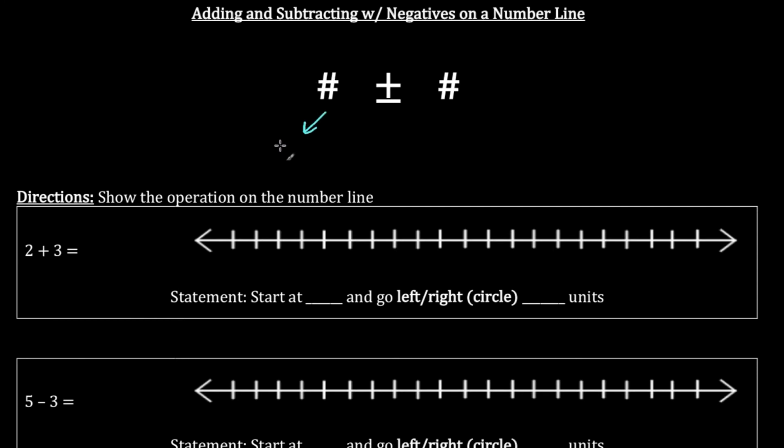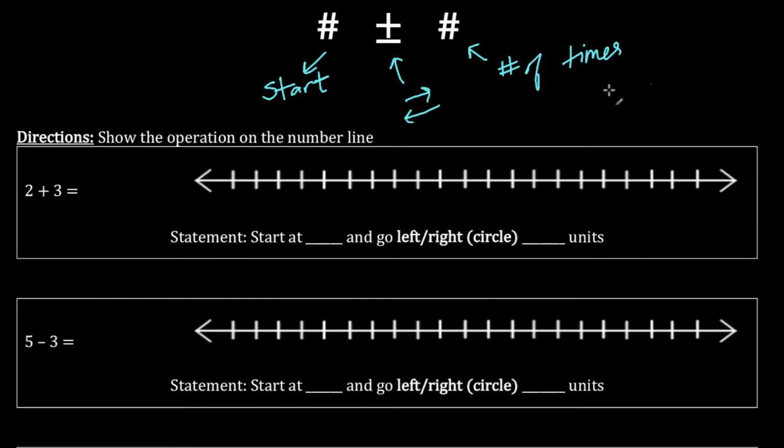So this first number tells you where to start. This adding or subtracting will tell you whether you're going to the right or left. And then this number will tell you how many times, so how many units. This will make a lot more sense once we do it. It's not very complicated. So let's start with normal addition that you've done since elementary school.